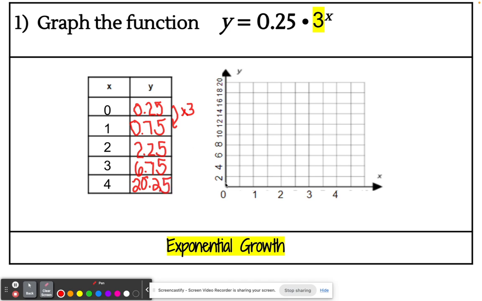So if I were to graph that, I would start at 0.25, which is going to be way down here. This is counting by twos. Then I'm going to go up to 0.75, which is still less than halfway. Then I'm going to jump up to 2.25. Then 6.75, which is almost 7. And then I'm jumping up to 20.25. I'm going to go way up here. So you'll see I have quite a quick growth. And that's what those exponential functions do. They grow really quickly.